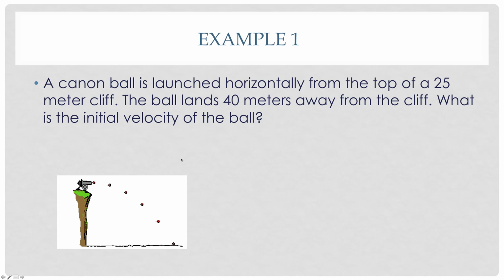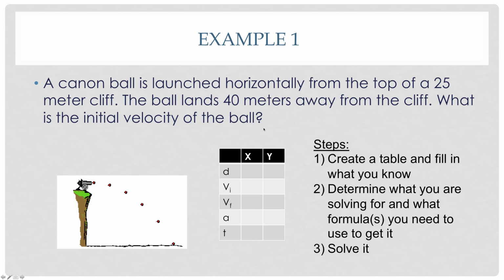The first one is type 1. We've got a cannonball launched horizontally from the top of a 25-meter cliff. The ball lands 40 meters away from the cliff, and we want to know the initial velocity of the ball. All right, and I actually don't think I worked out all of this through this example. Let me change that question because I only worked it out to find the distance it goes.